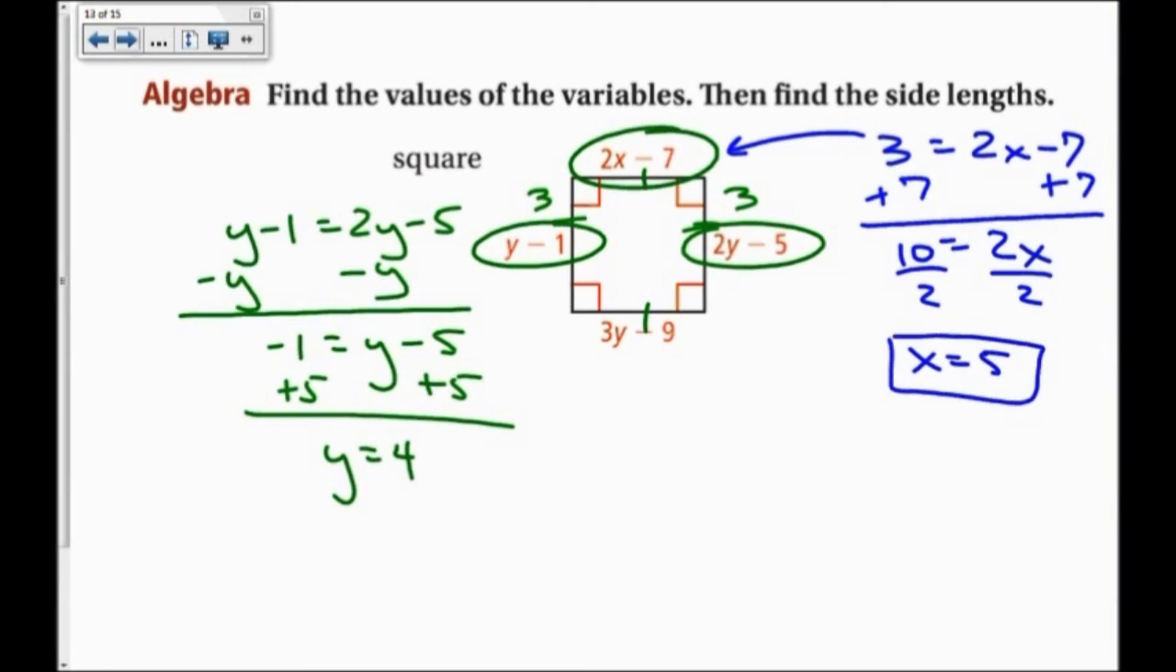Again, the jump to this equation comes from the fact that in a square, all the sides are the same length, and so they're all equal to 3.